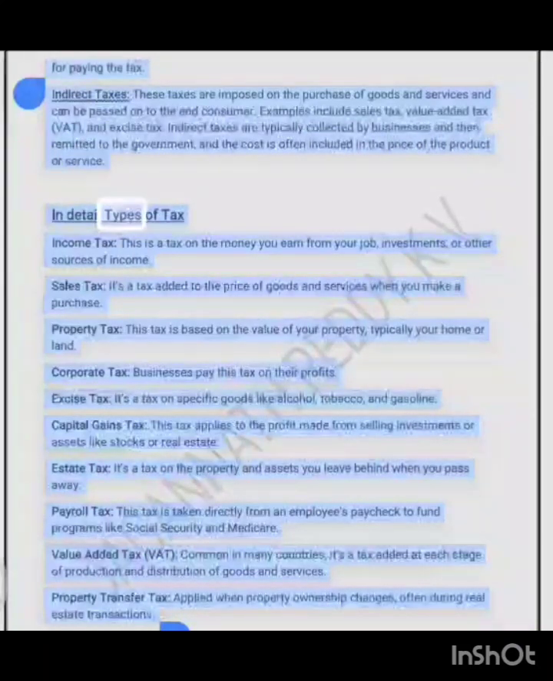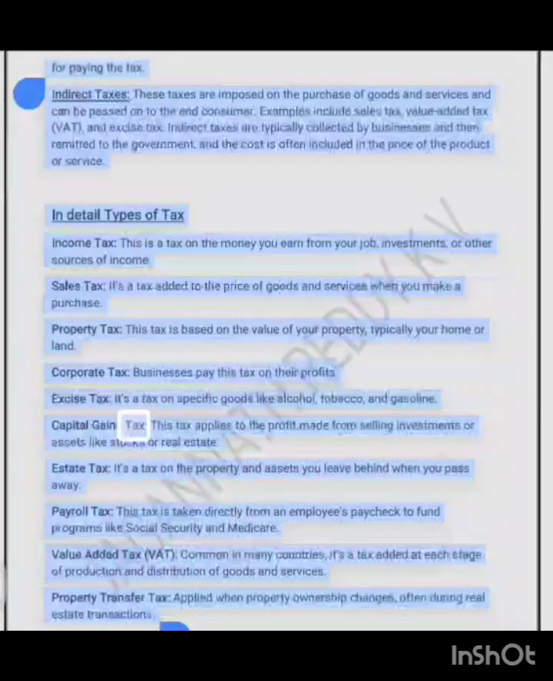In detail, types of tax. Income tax. This is a tax on the money you earn from your job, investments, or other sources of income. Sales tax. It's a tax added to the price of goods and services when you make a purchase. Property tax. This tax is based on the value of your property, typically your home or land. Corporate tax. Businesses pay this tax on their profits. Excise tax. It's a tax on specific goods like alcohol, tobacco, and gasoline.